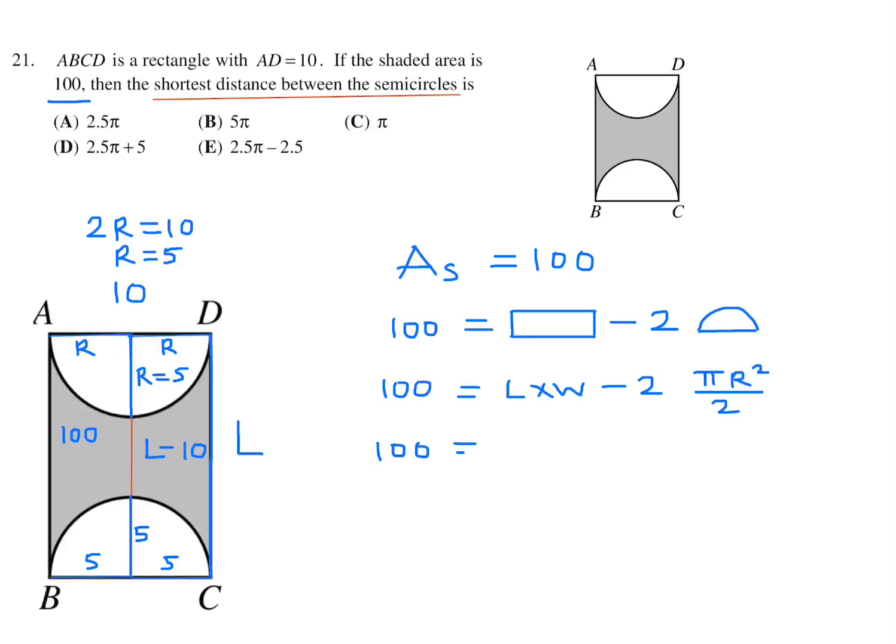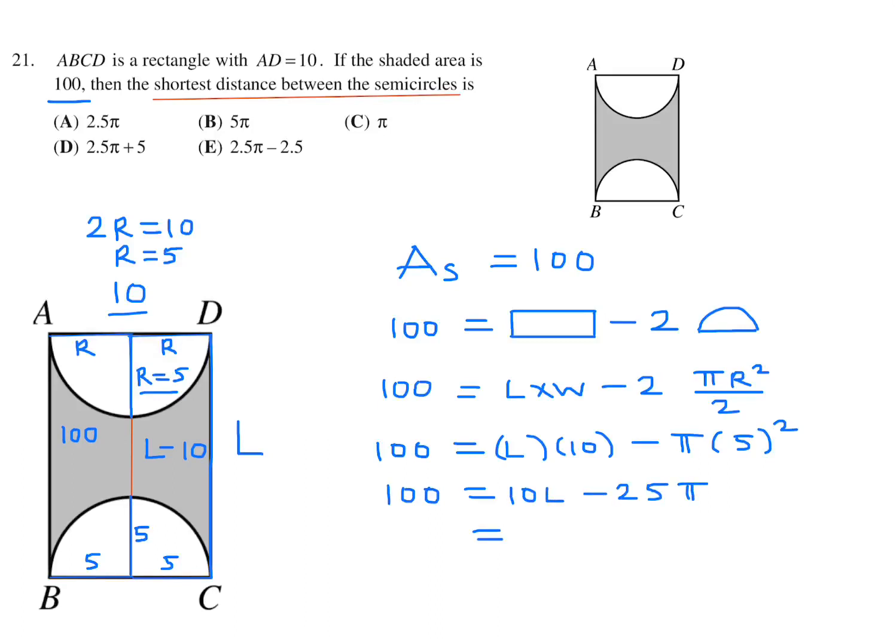So you have 100 is equal to length. The width we know is 10. And then these 2's cancel. We get pi. R is 5. So we have 5 squared like that. And therefore 100 is equal to 10L minus 25 pi. And we can isolate for L, 100 plus 25 pi is equal to 10L, and therefore L is equal to 100 plus 25 pi divided by 10. Okay?